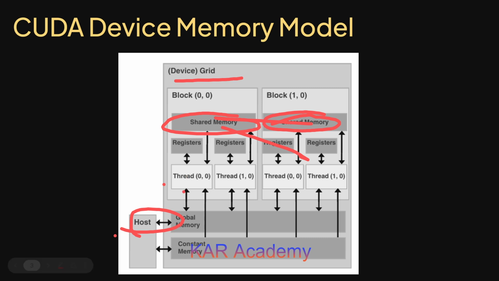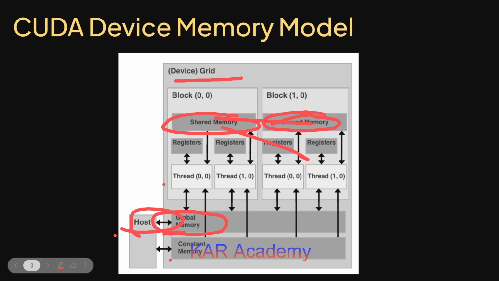And on top of it, you also have something called the global memory. You also have constant memory. Global memory is the memory that we allocate using cudaMalloc or something like that. The host is basically responsible for transferring the data from the CPU memory to the device memory. So any memory that we allocate is basically part of the global memory.